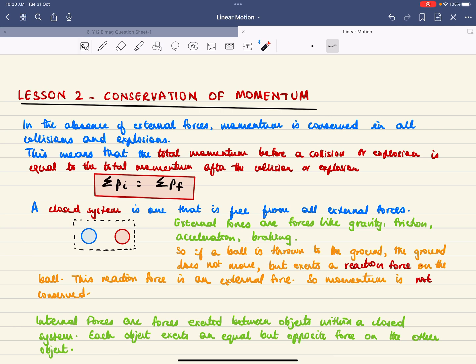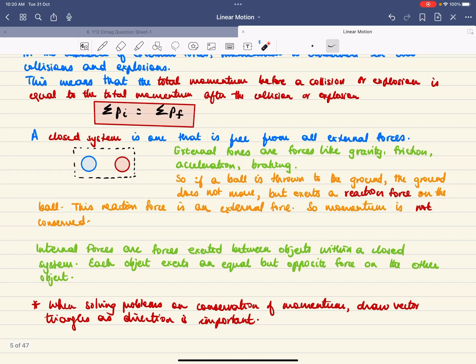Now, in order to show a closed system, we draw the objects involved and put a dotted rectangle around it to say that there's no external force. So why are we using the word external force? Because there's something called internal forces. Internal forces are forces exerted between objects within a closed system. Each object exerts an equal but opposite force on the other object.